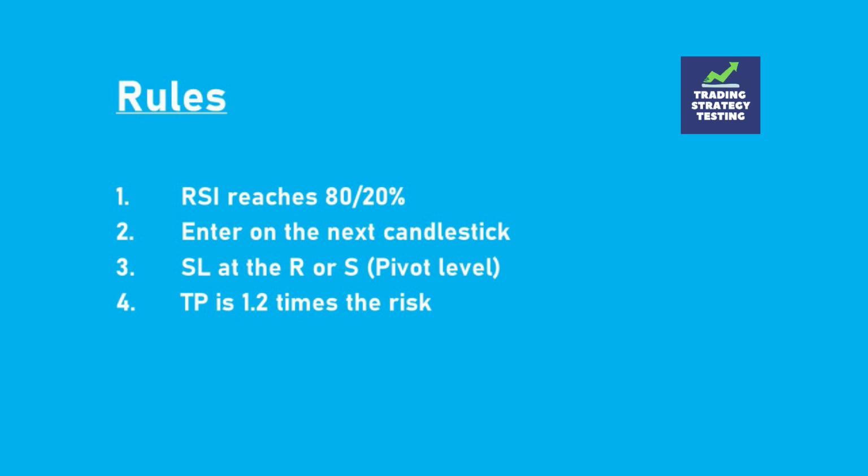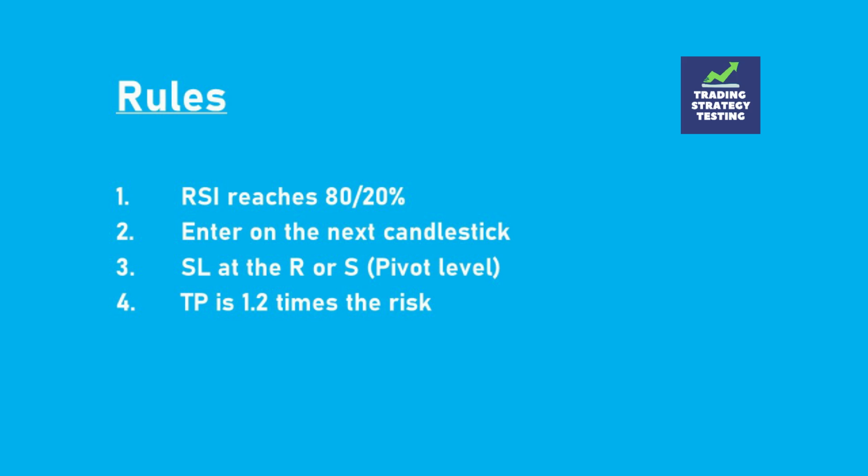Let's discuss the rules. When the price gets to 80% RSI, we will consider going short as the market is overbought. We will enter the market at the bottom of the next candlestick. The stop loss will be set at the closest support or resistance level, and the take profit is 1.2 times the risk involved. On the other hand, when the price hits the 20% RSI level, we will consider going long as the market might be oversold. Our entry will be at the top of the following candle. The stop loss is set at the lower support level. If the price is very close to a certain pivot point key level, we will consider the following one as our stop loss level to give the price a bigger room to fluctuate.